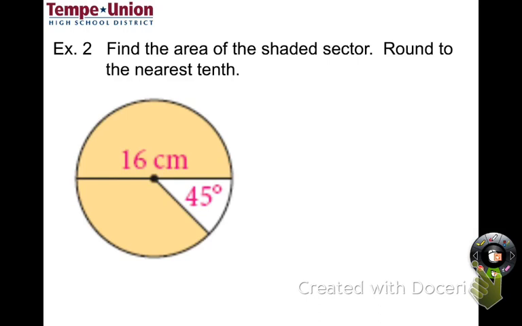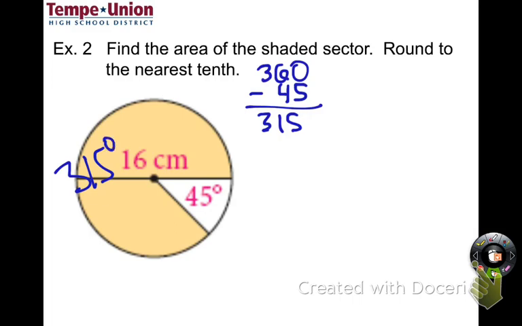All right, next one, we're trying to figure out the area of this shaded sector. It's a lot that's shaded. It's practically the whole circle that's shaded, except for this little piece that's 45. So we'll do 360 and subtract out this little piece that we don't want, and that turns out to be 315. That means all of this part that's shaded in yellow is 315 degrees.